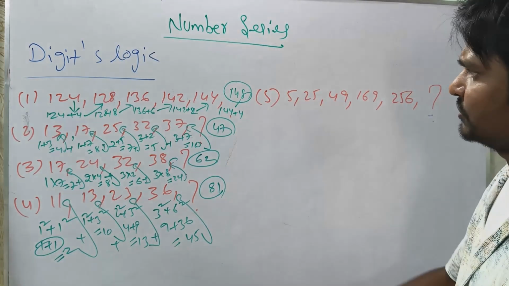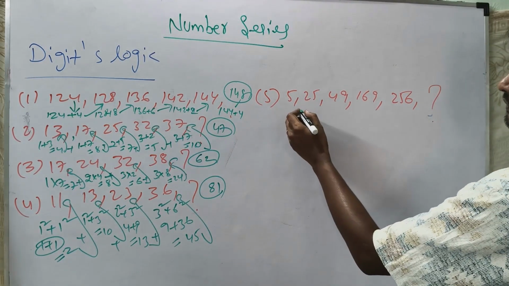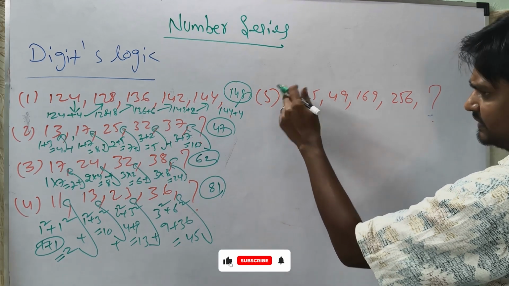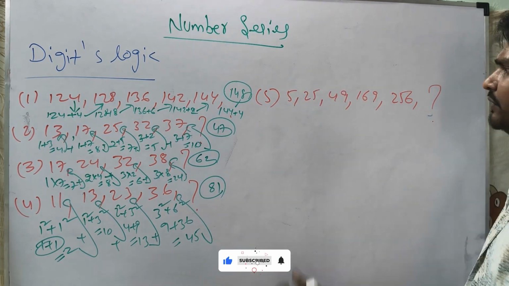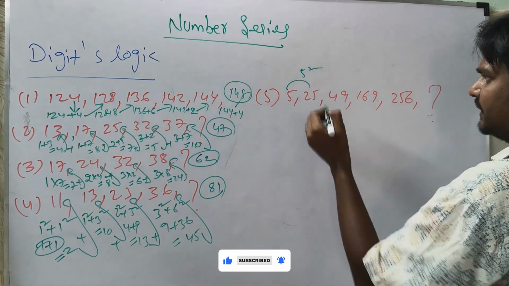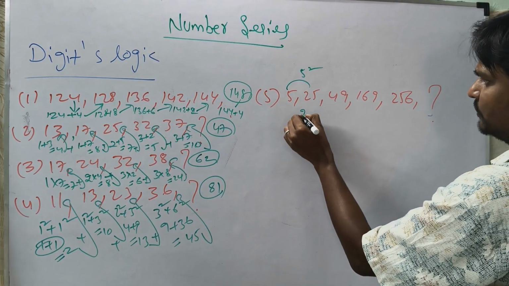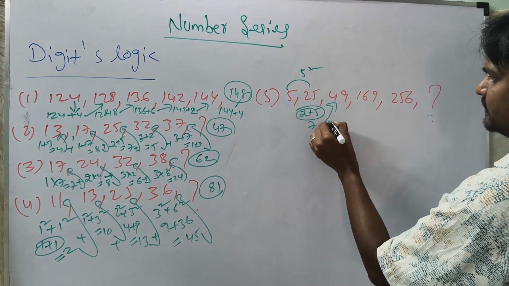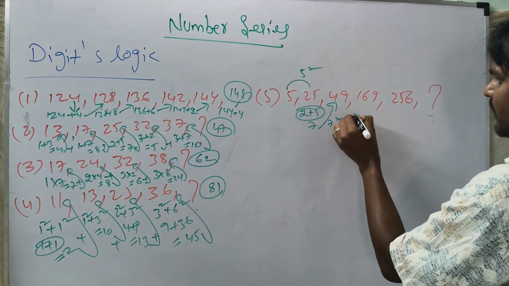See, next this question. Here, 5, can I write 5 square? Preceding what, first term starts with 5. I am taking its square. Next what? Sum of the digits. 2 plus 5 is what? 7. Its square. Now, here what do I have to do?